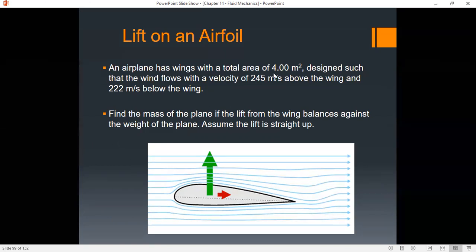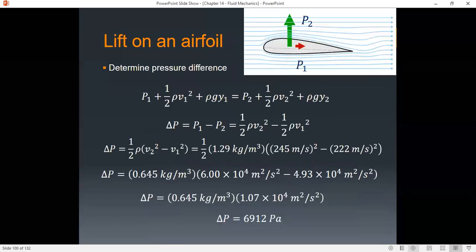Okay, so what do we have to do here? We need to calculate the total lifting force of the wing due to this difference. So we go to Bernoulli's equation. Looks complicated, but the nice thing here is we can get rid of some of these terms. I'm always happy when I can get rid of some of these terms. There's no potential energy term here, so we can get rid of those. We're going to solve for the difference in pressure above and below the wing, because that's going to give us our lift.